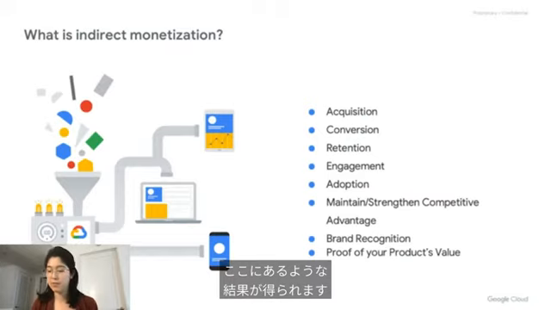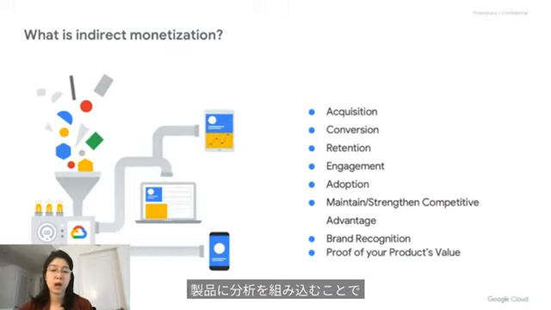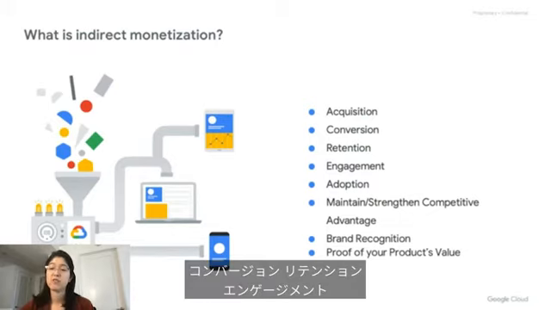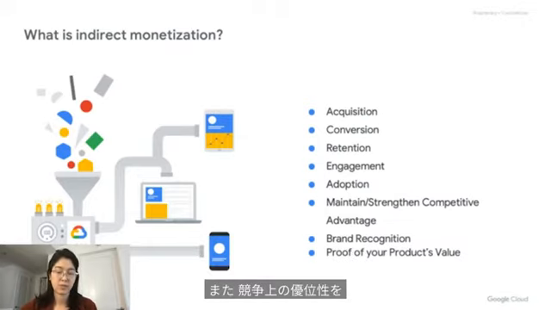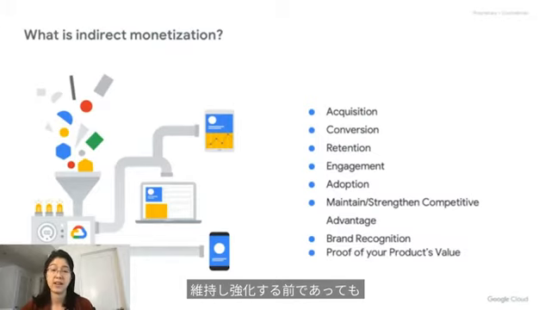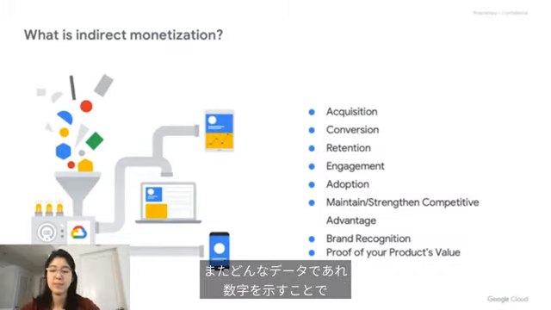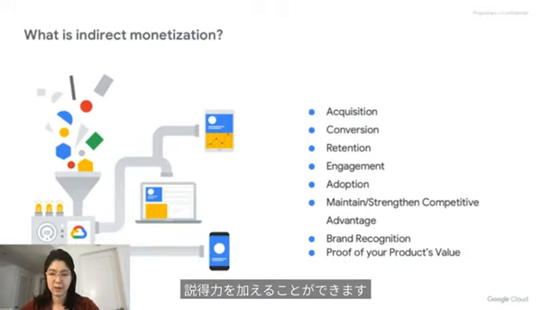We're seeing the following outcomes from this. Our customers talk about how they have higher acquisition and higher conversion, retention, engagement and adoption from having analytics in their product. Also, as you heard even from the customers before, maintaining and strengthening your competitive advantage. It's just the baseline now. You kind of need to have it. In addition, brand recognition, just people knowing your name, that comes from having data in your product. People are talking about it. And then we'll go into this a little bit more, but proof of your product's value, showing that data, showing how your product is adding value to your customers' day-to-day workflows and life choices or whatever the case might be through numbers, just becomes such a compelling argument.